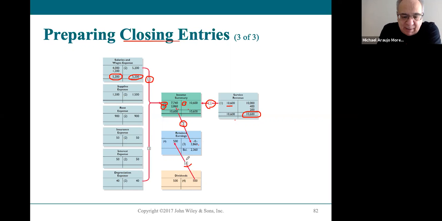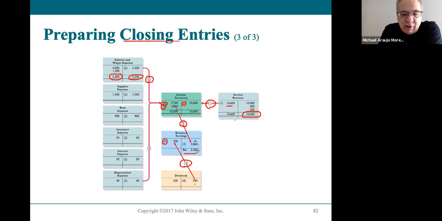And the very last step, as you see graphically, is we need to close dividends to zero. Again, to have a zero balance in the account, both sides have to equal. So there was a $500 debit there already. We have to put a $500 credit to get this balance to zero. We move the debit over to retained earnings. And that's perfect because we subtract dividends from retained earnings anyway. A debit to retained earnings simply is subtracting the dividends from retained earnings.